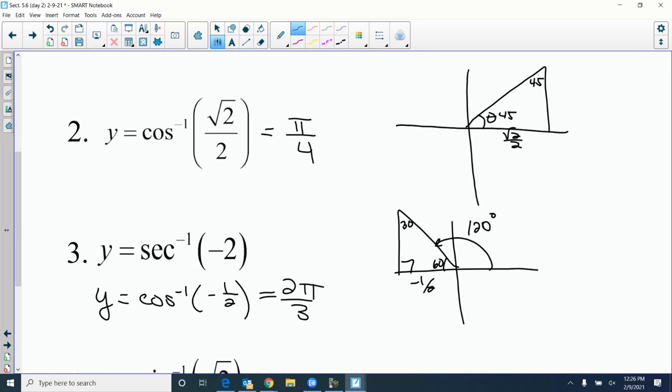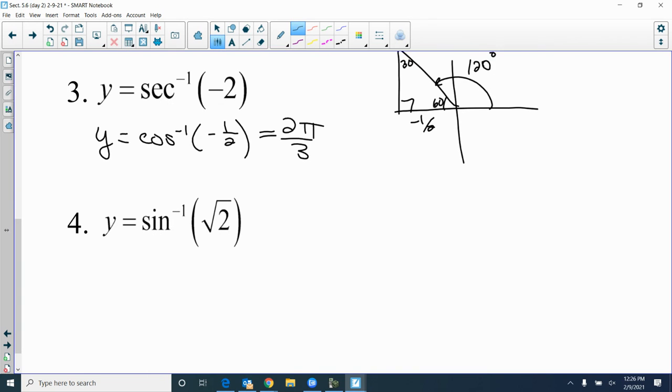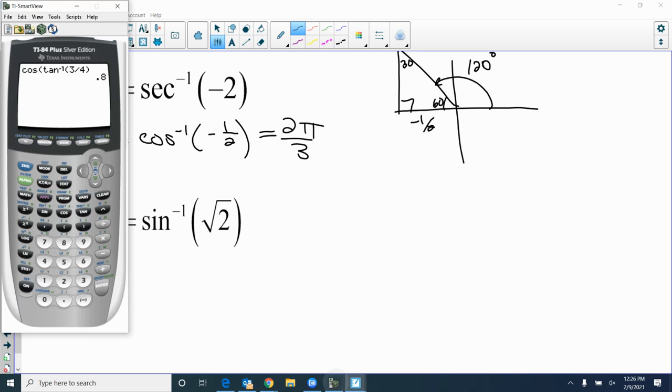Okay? And so that means it's going to be 120 or 2 pi over 3. All right, this is kind of mean of me. Inverse sine of square root 2. The answer is undefined. Sometimes you see square root of 2 and you think of the 45. But if you realize that the square root of 2 is actually bigger than 1, so it's undefined.